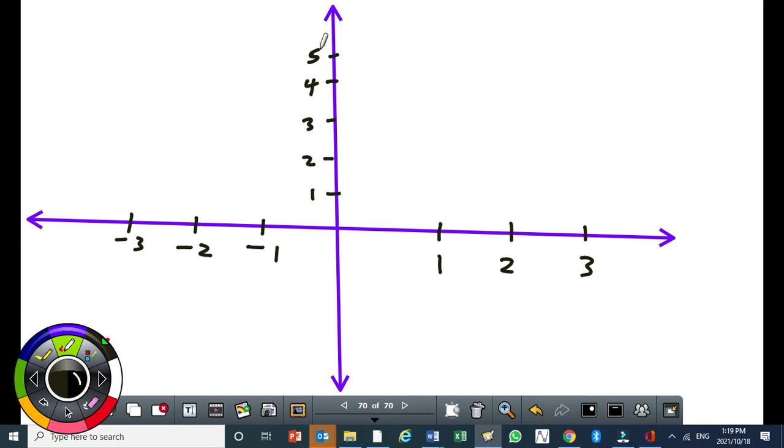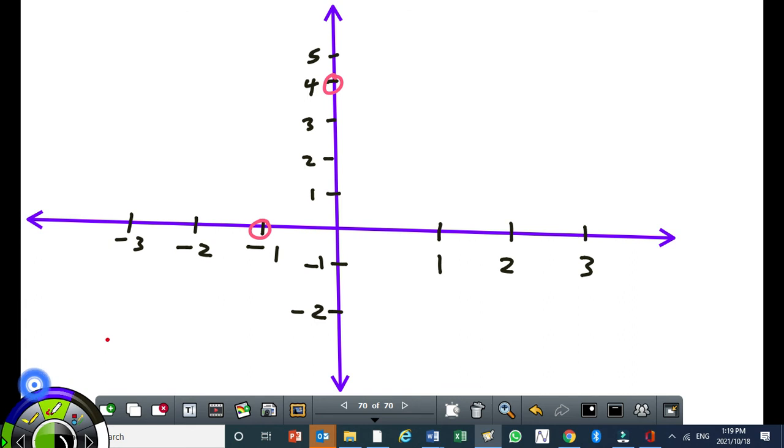Let's see what happens. So our y-intercept is 4. The x-intercept is negative 1. So here we have an x-intercept, then we have the y-intercept. The horizontal asymptote is negative 2.